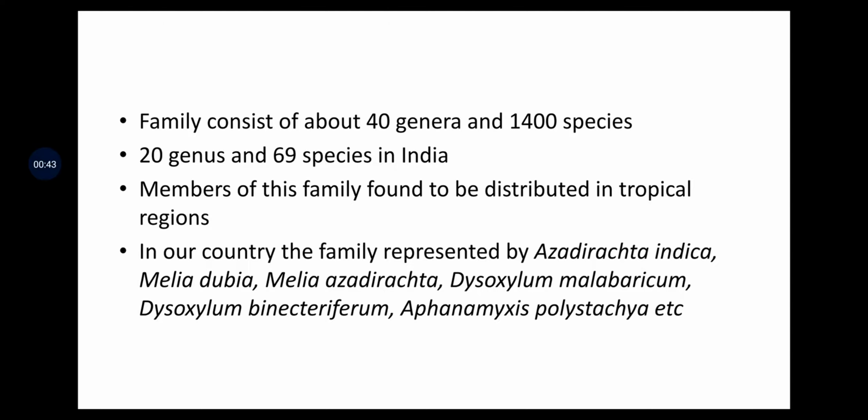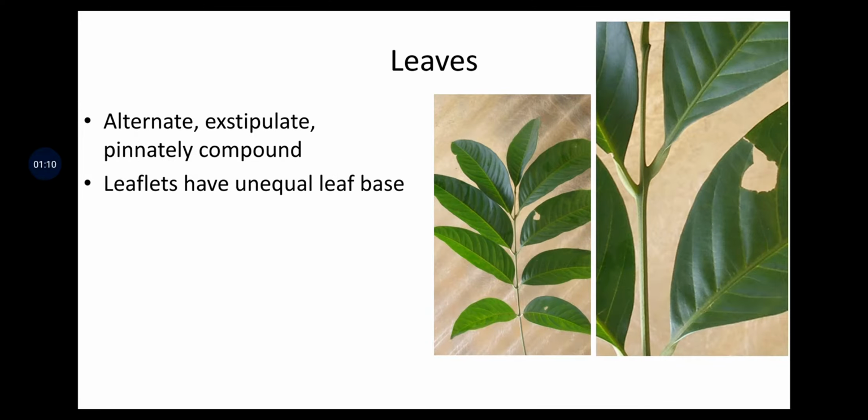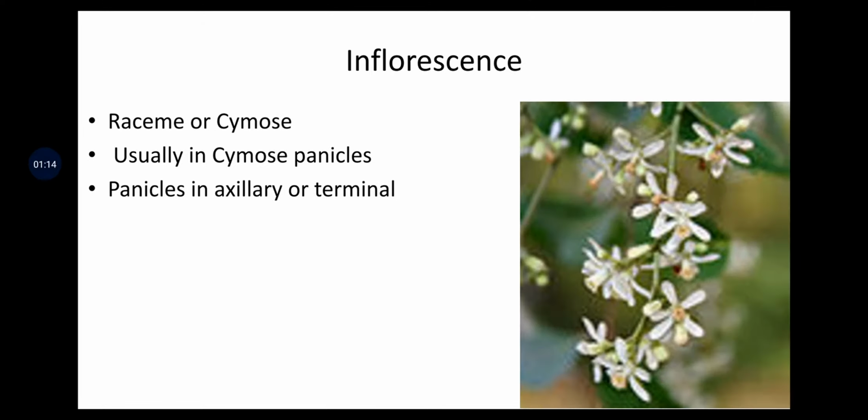In our country, the family is represented by Azadirachta indica, Melia dubia, Melia azadirachta, Dysoxylum malabaricum, Dysoxylum binectariferum, then Aphanamixis polystachya, etc. Habit mostly trees or shrubs. Wood of this family emits characteristic smell. Leaves are alternate, exstipulate, pinnately compound. Leaflets have unequal leaf base.